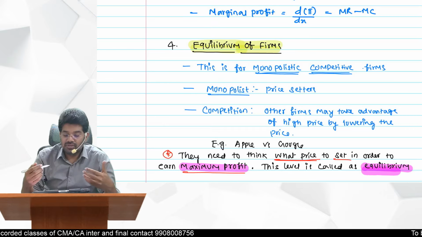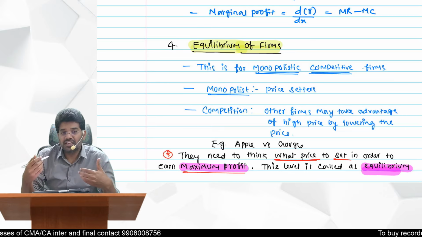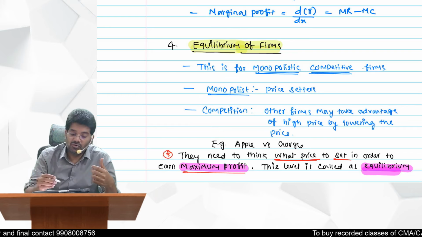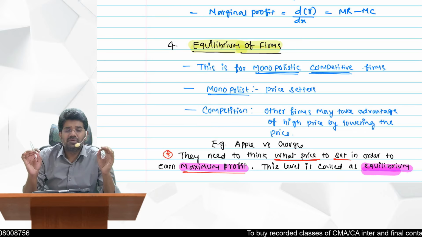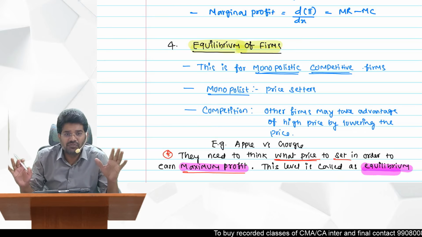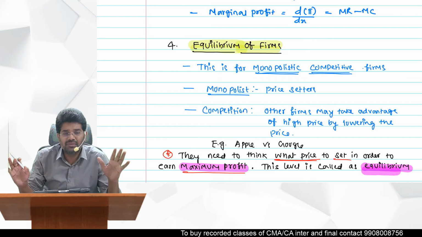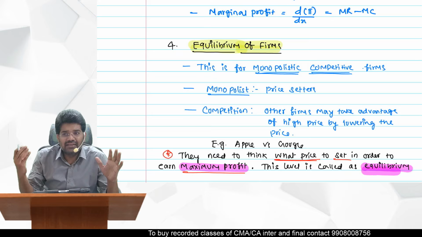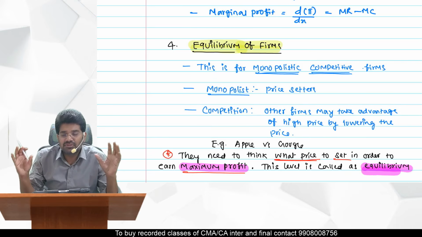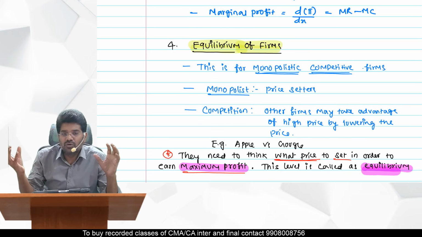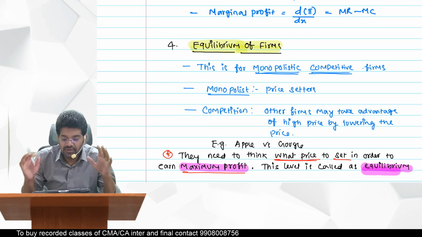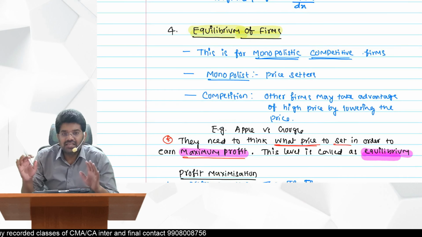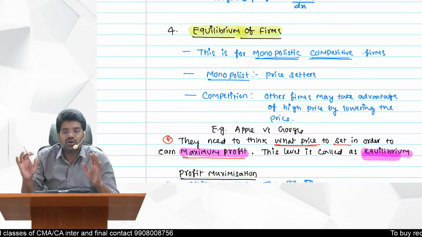Equilibrium of firms, especially in the case of monopolistic competitive firms, for whom equilibrium is applicable. Basically, in simple terms, equilibrium is nothing but maximization of profit. At that level the profit will be maximum. So I want to find out the output at which profit will be maximum. Generally it is applicable for monopolistic competitive firms.